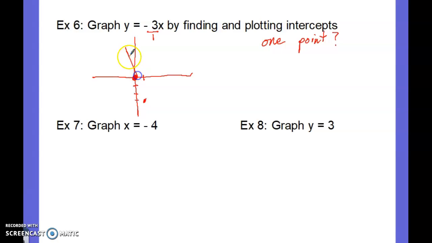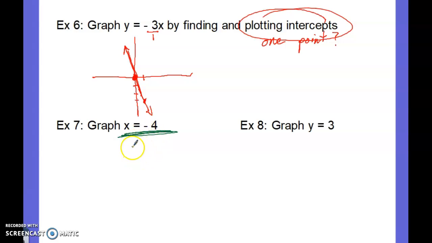Connect those dots. So the reason why the book asks you to do exercise 6 this way is for you to realize that plotting intercepts does not always work. Sometimes you need a new method. As we move on to the next one, just a reminder, if you ever have x equals, this is a vertical line.